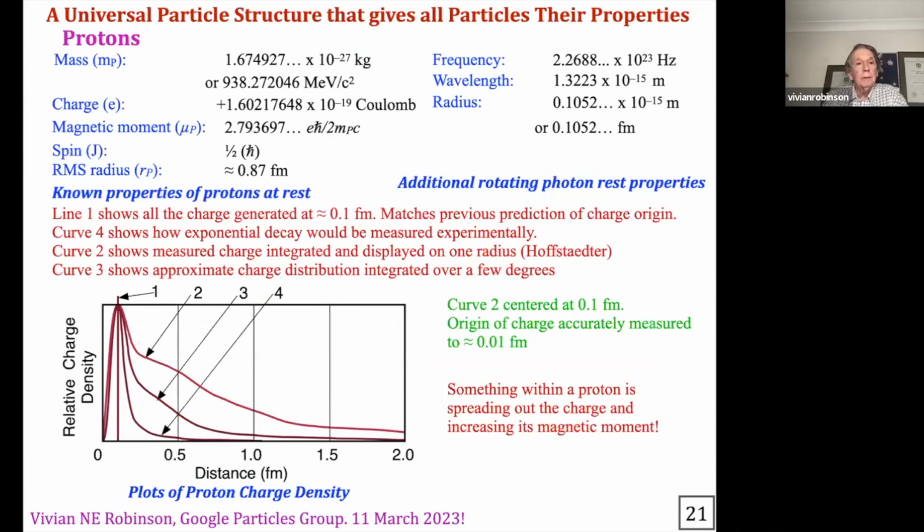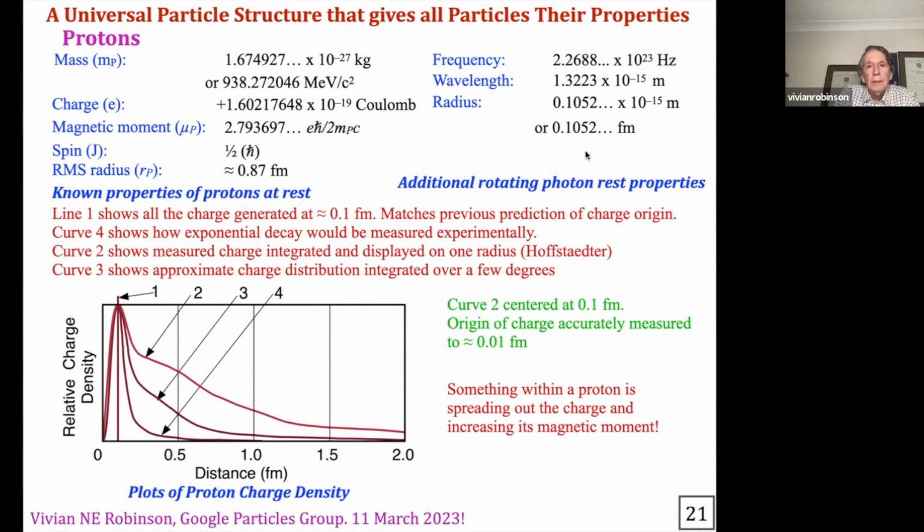Next, we come to photons. They've got the usual list of properties, charge, but the magnetic moment is beyond the charge times radius situation. Its frequencies are these values times 10 to the 23 hertz, and its radius is 0.1052 FM. Now, we're in the fortunate position that the charge distribution on photons has been measured and was done by Hofstadter and his team in the 50s.